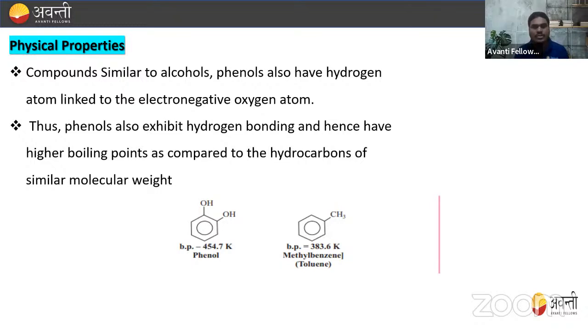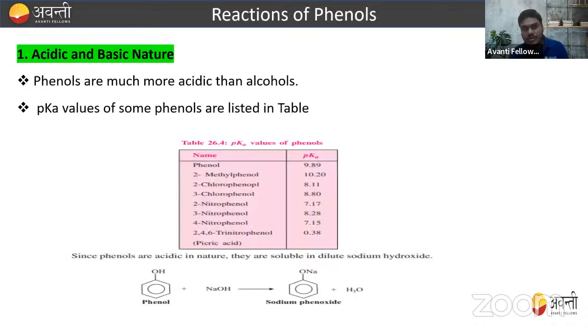If I'm talking about phenol, it has a boiling point of 454.7 Kelvin. On the same basis, if I'm talking about the boiling point of methyl benzene, they have almost similar molecular weight, right? So the boiling point difference is very large. Phenol has a boiling point of 453.7 Kelvin, whereas in the case of toluene, that is methyl benzene, the boiling point is only 383.6 Kelvin, right? So this plays a very crucial role, due to the formation of hydrogen bonding only.